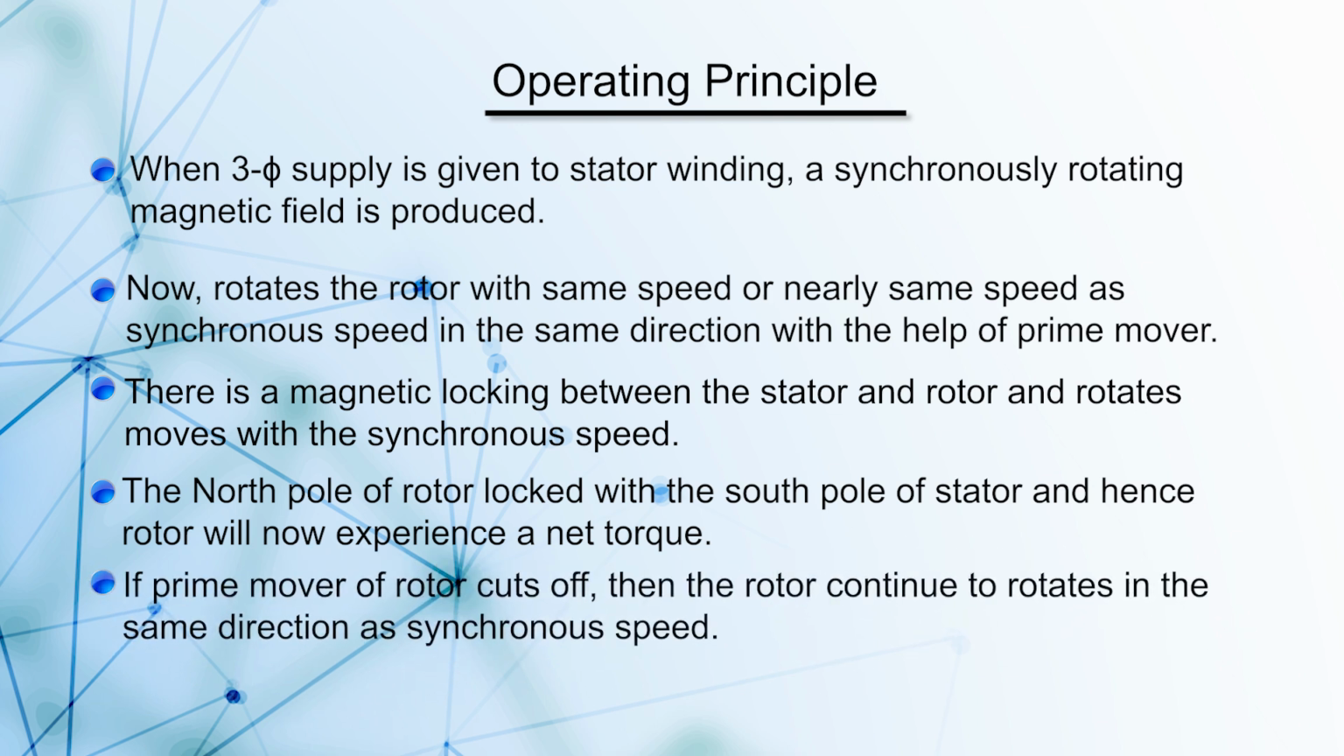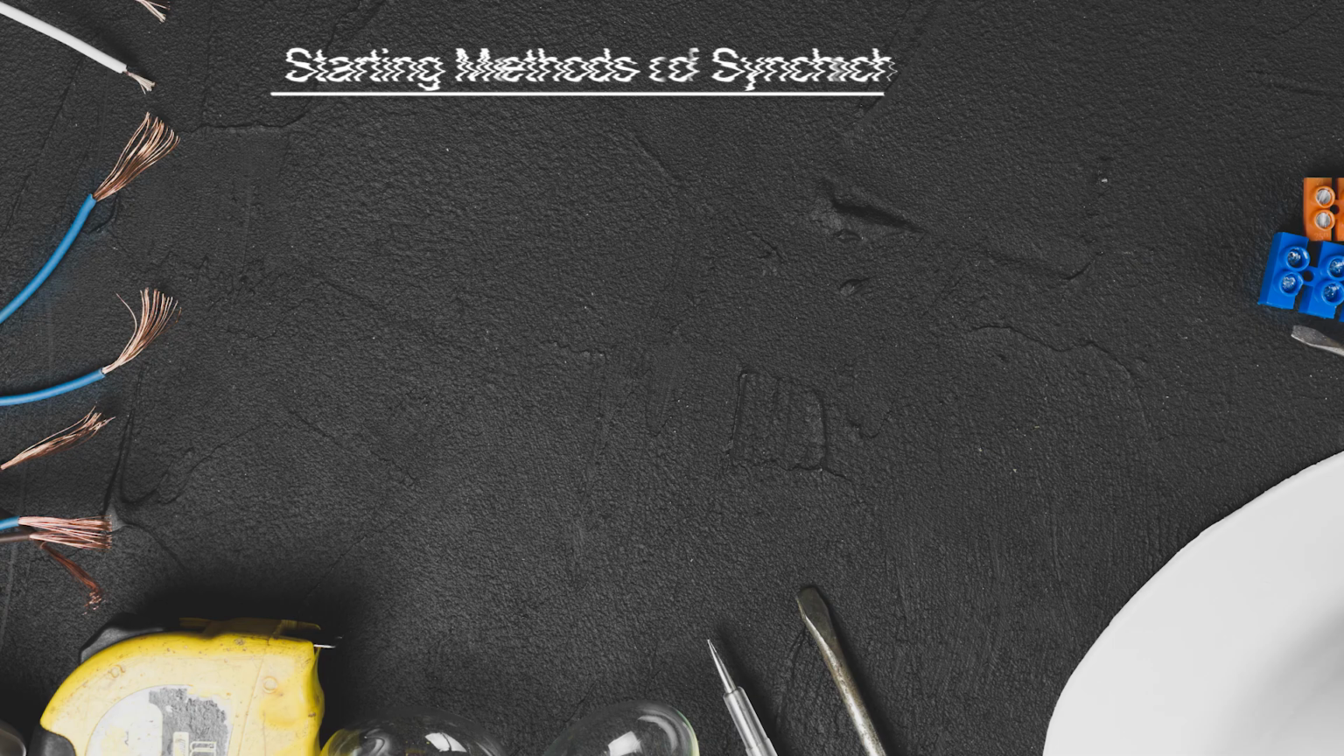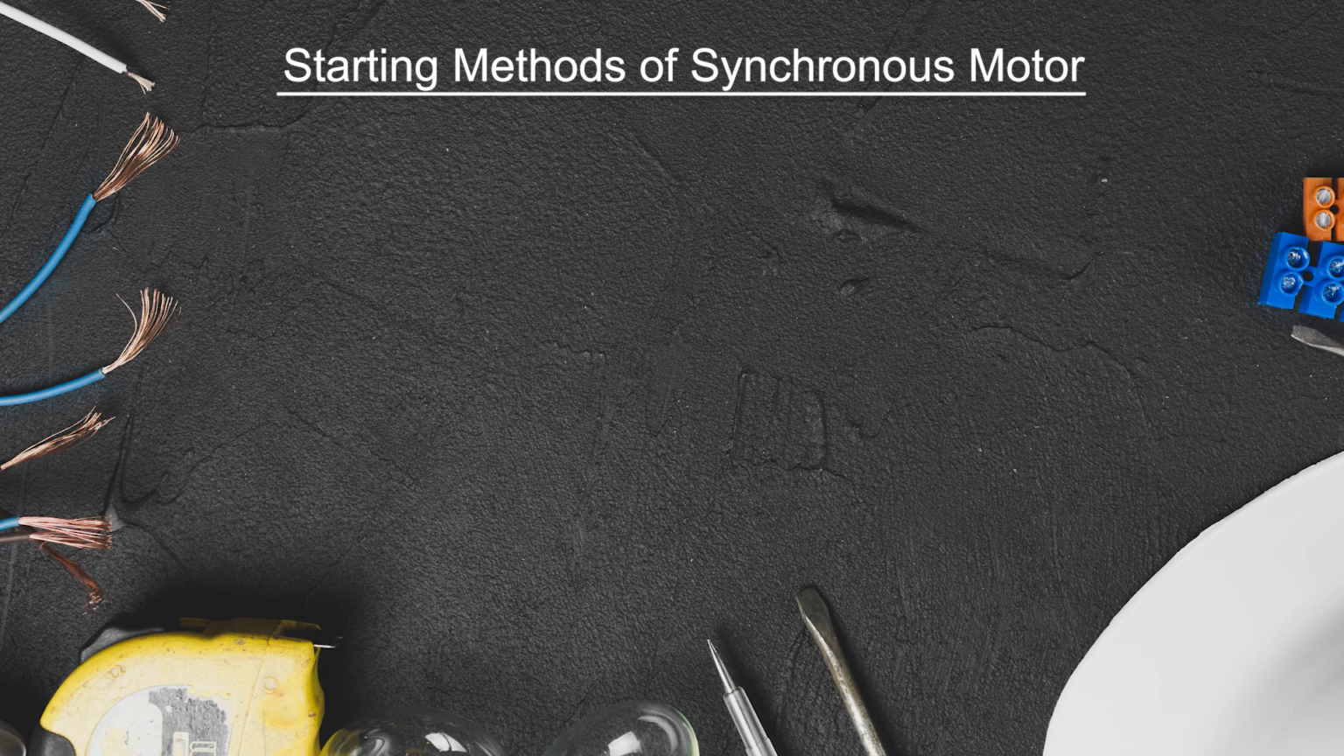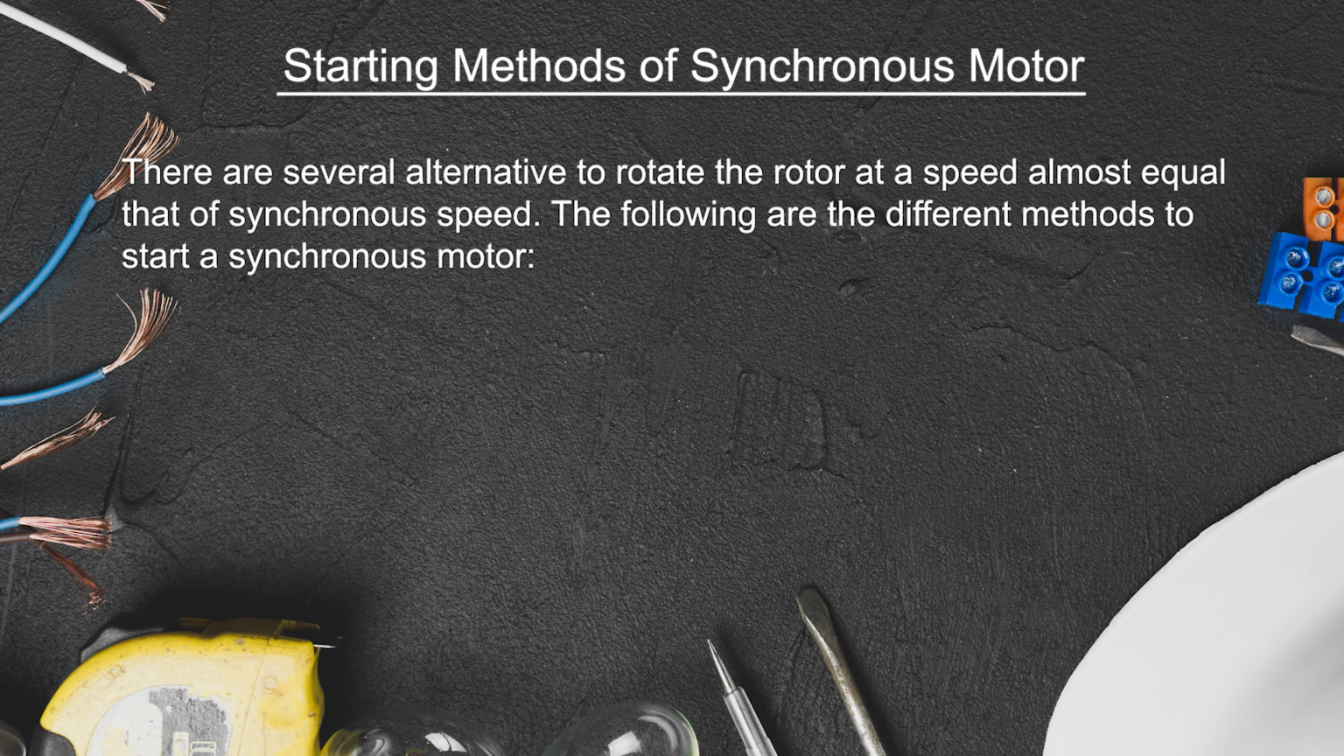So if you cut off the prime mover, this rotor will continue to rotate in the same direction and at the same speed as the synchronous rotating magnetic field. So how is this starting push given to the rotor? There are many means through which we can do it. There are several alternatives to rotate the rotor at a speed almost equal to the synchronous speed, and these are some of the methods which we have listed here.